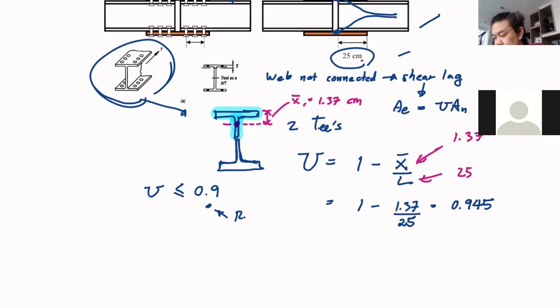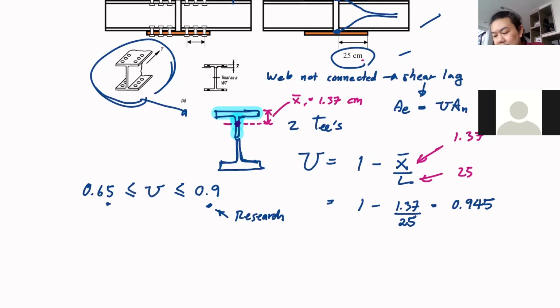You can say this is research. And there's another lower limit. You should not use a value lower than 0.65, but this one doesn't have any scientific reason. It's just that when you have shear lag lower than this, it means that, wow, you are losing a third of the section. So this is for practical purposes. If you calculate the shear lag and get a number lower than this, you should redesign your connection because it's not efficient. You are losing a third because your connection is probably too short or something like that.